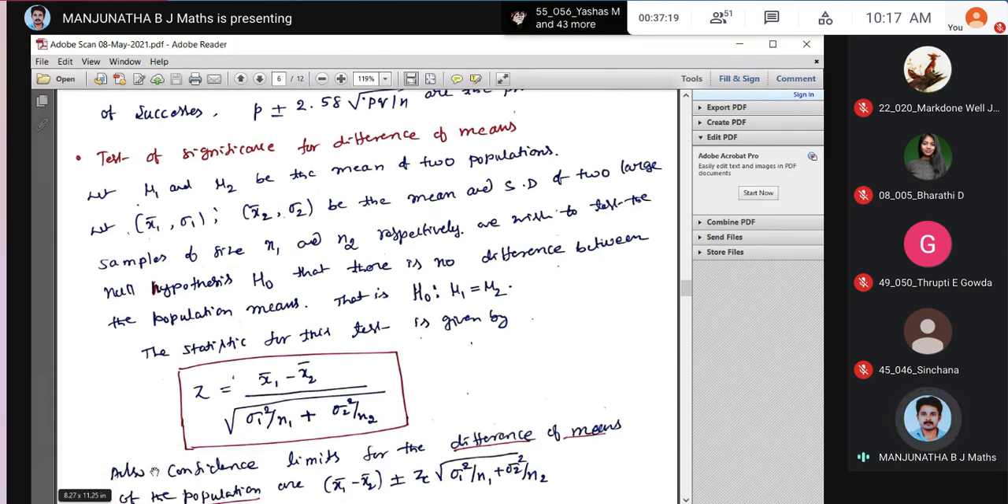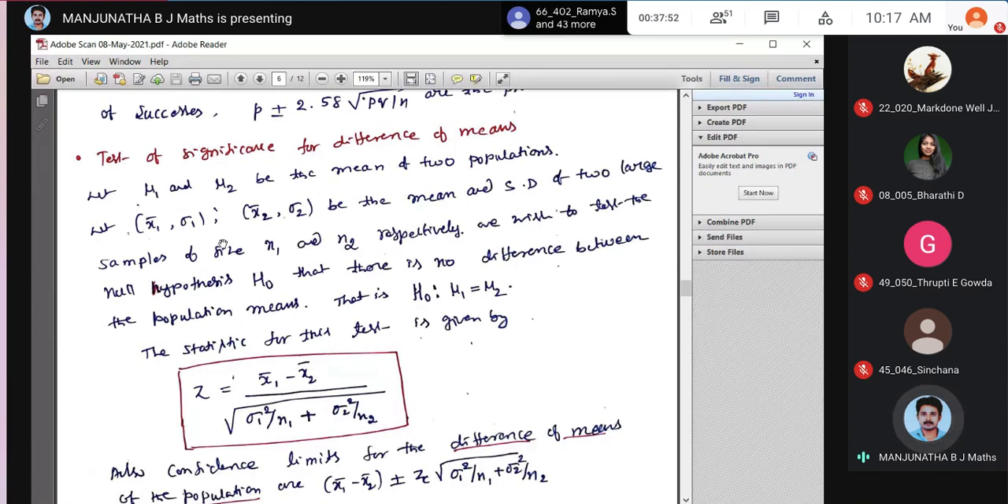Next, test of significance for difference of means. Let mu1 and mu2 be the means of two populations. When two populations are given, you have to take the difference of means. Let x1 bar and x2 bar, sigma 1 and sigma 2 be the means and standard deviations of two large samples of size n1 and n2 respectively. We wish to test the null hypothesis H0. We assume that the decision is correct; in the alternative, the decision is wrong.